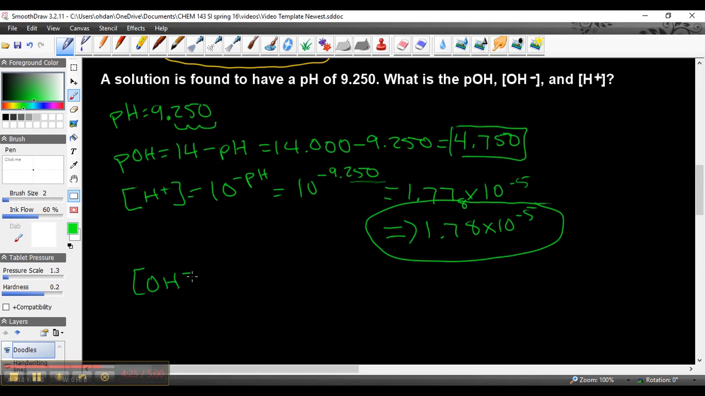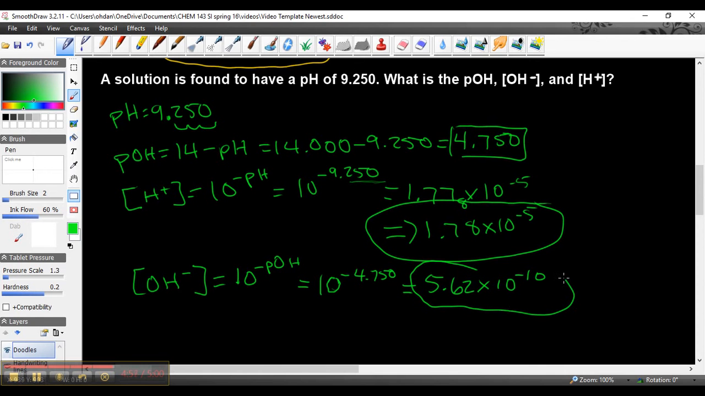Concentration of hydroxide is going to be worked out the same way. 10 to the negative pOH, which we solved up here, equals 10 to the negative 4.750, which is going to equal 5.62 times 10 to the negative 10. I didn't write the first insignificant number because I knew I wasn't going to have to round off. So that would be your answers.